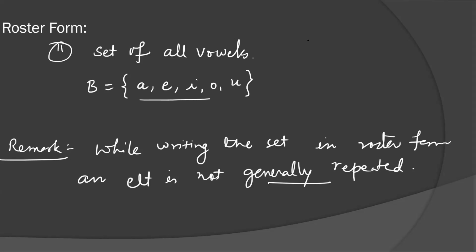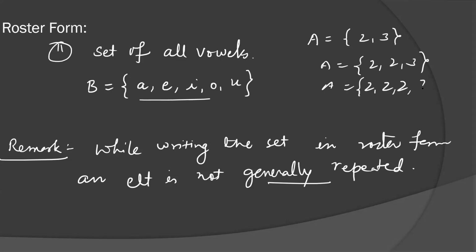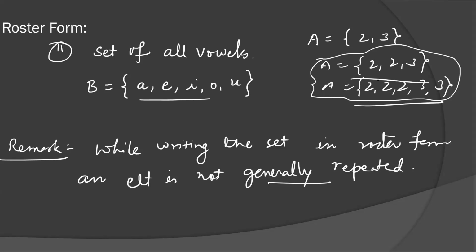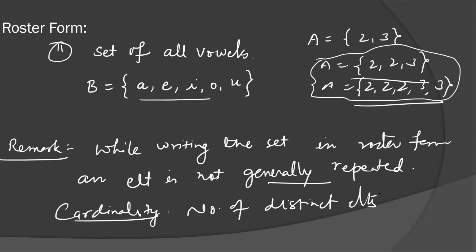If you want, you can write like this also. Suppose you have a set 2, 3. You can write also 2, 2, 3, or you can write 2, 2, 2, 2, 3, 3. But we don't repeat this because ultimately cardinality is same here. What is the cardinality? Cardinality is the number of distinct elements in a set. Number of distinct elements in a set is called the cardinality.